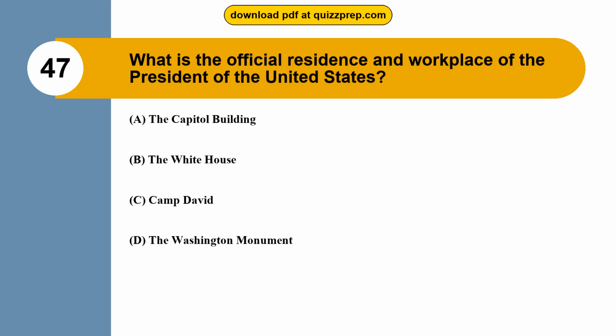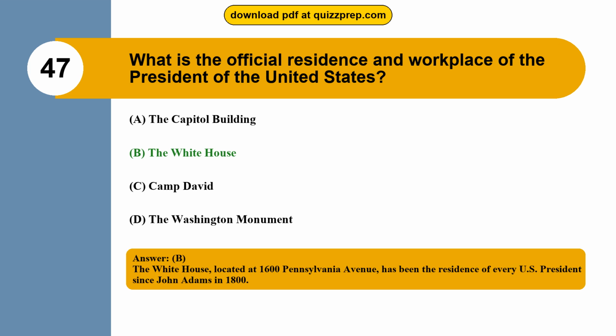Question 47. What is the official residence and workplace of the President of the United States? Option A. The Capitol Building. Option B. The White House. Option C. Camp David. Option D. The Washington Monument. The correct answer is option B, the White House. The White House, located at 1600 Pennsylvania Avenue, has been the residence of every U.S. president since John Adams in 1800.